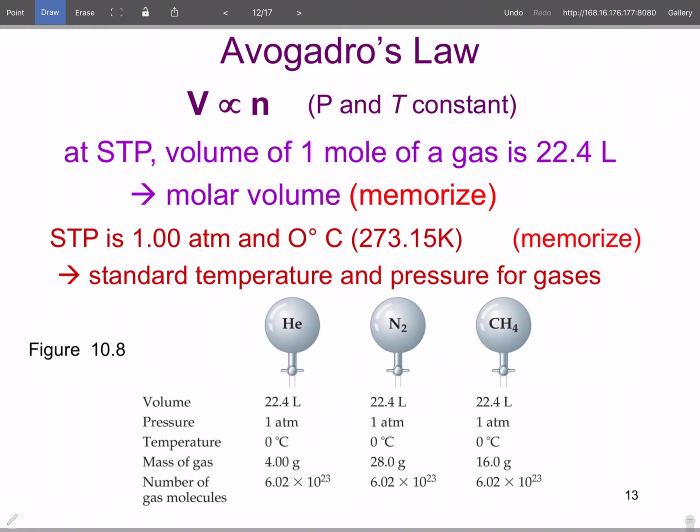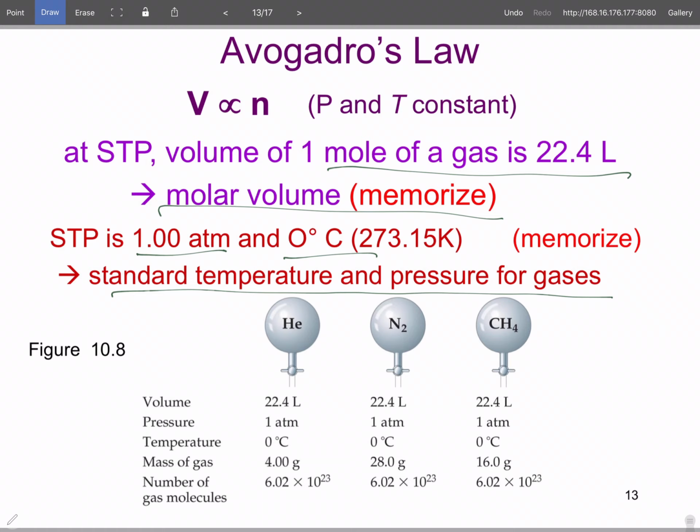Okay, this actually makes life a whole lot easier for some things. So at STP, the volume of 1 mole of gas is 22.4 liters. This is called the molar volume. And you probably want to know this because, while it's constant, it's not one I give you. Now, we used STP. What's that mean? STP is standard temperature and pressure for gases. It's 1 atmosphere and 0 degrees C or 273.15 K.